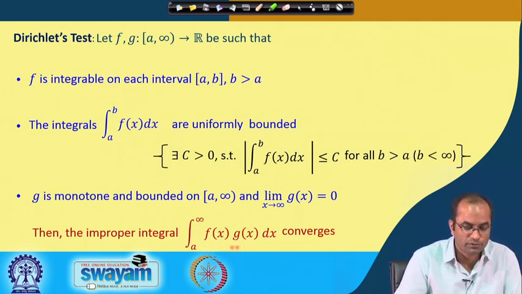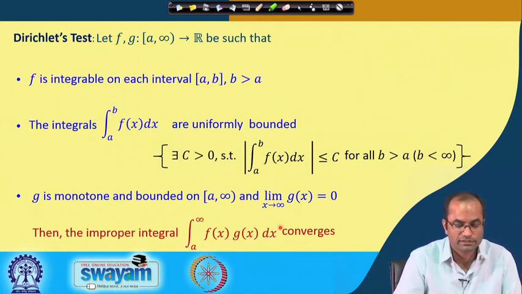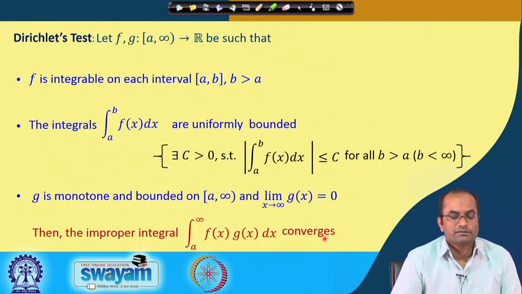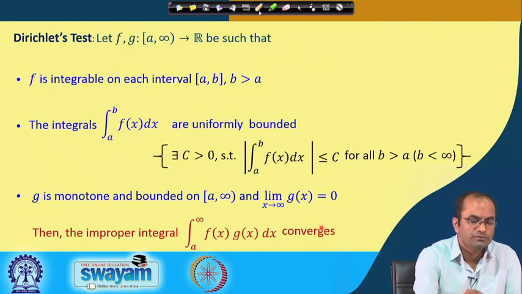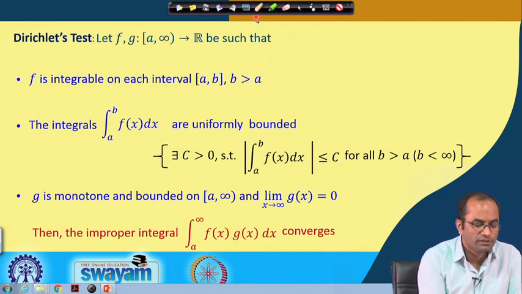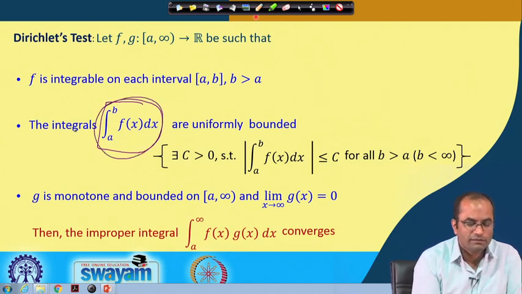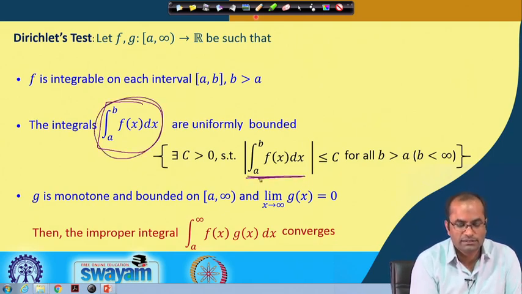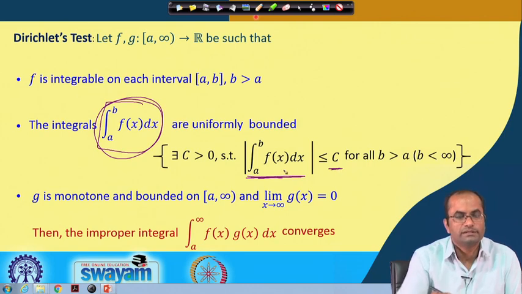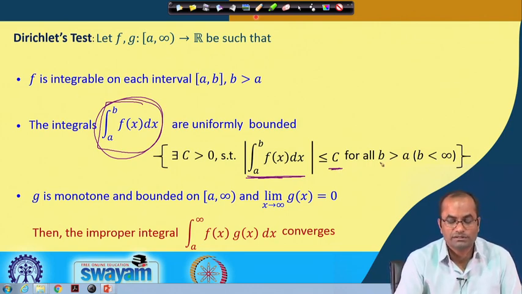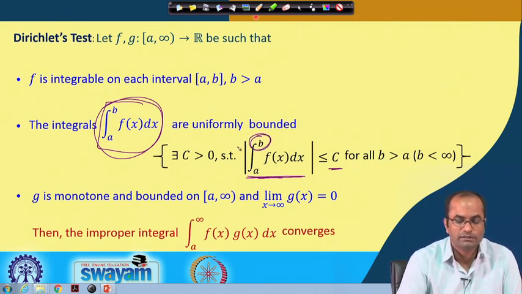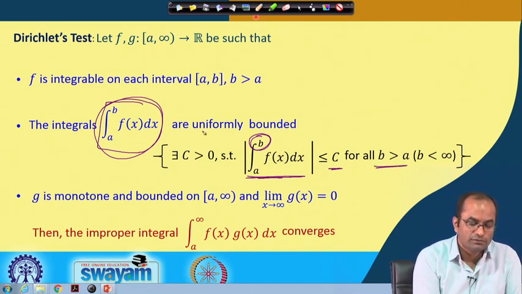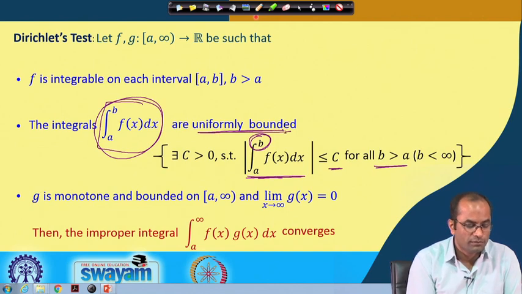so we have now the product f(x) g(x) in the integrand, converges, that is the result. We will not go through the proof of this result. So, what is important here? The important thing is to check that these integrals are uniformly bounded. Meaning we have to compute this integral and see whether we can bound it by some constant c which is independent of the number b, for any finite number b. If we can do that, then we have this condition of uniform boundedness.